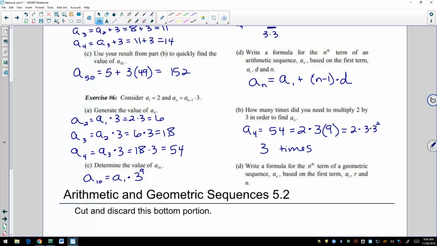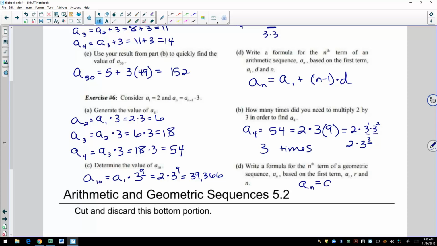Well, you know from last unit, you can combine these two 3's because they have the same base. That's a 1. So that's 2 times 3 to the 3rd. So this number here told me it was 3 times. This number here, I got 9 here because it's 1 less than 10. So if you plug in what a sub 1 was, it was 2 times 3 to the 9th power. It's a really large number. It's 39,366.